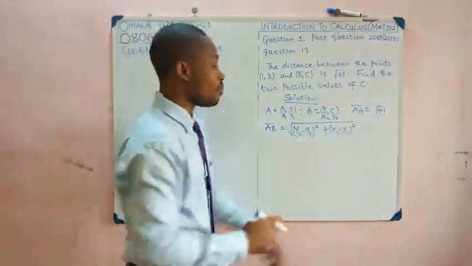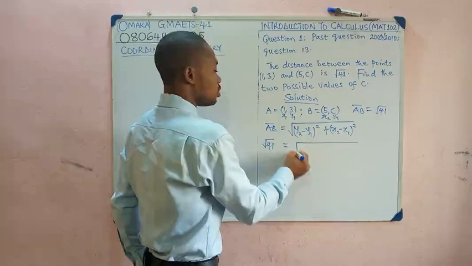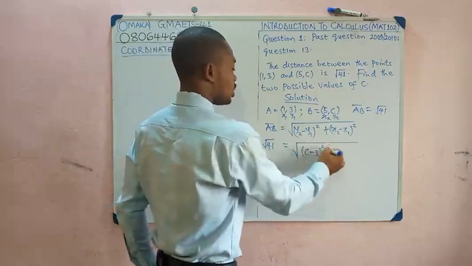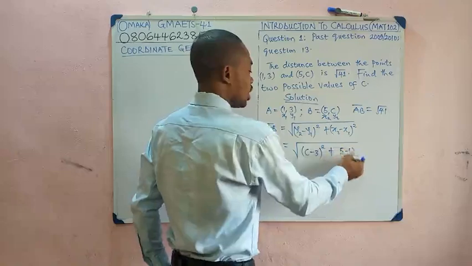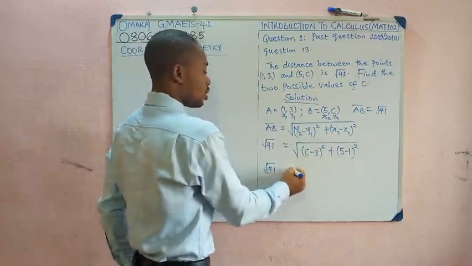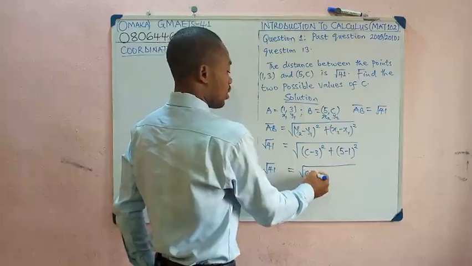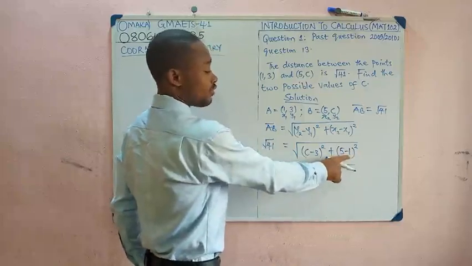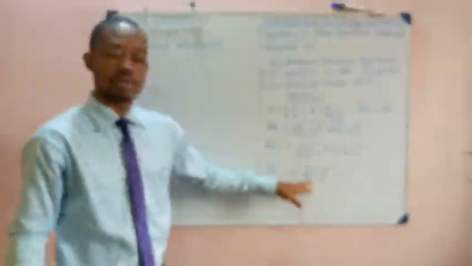The distance between points A and B is root 41, so we write root 41 equal to the square root of y2, which is c, minus y1, which is 3, squared, plus x2, which is 5, minus x1, which is 1, also squared. This gives us root 41 equal to the square root of (c minus 3) squared plus, 5 minus 1 is 4, and 4 squared is 16.